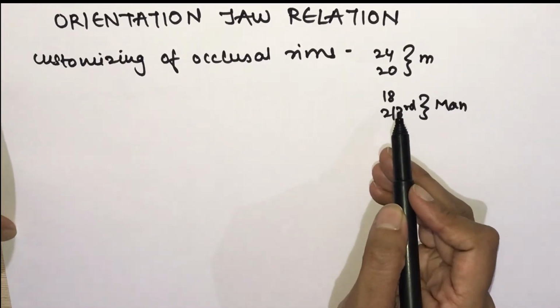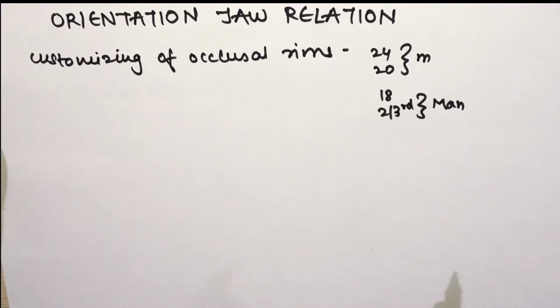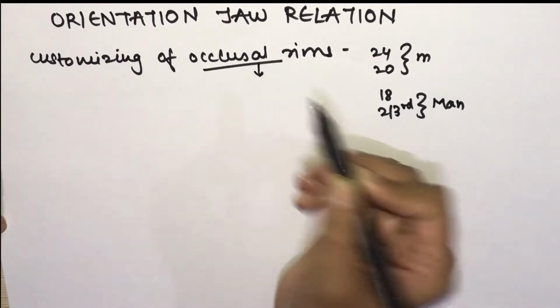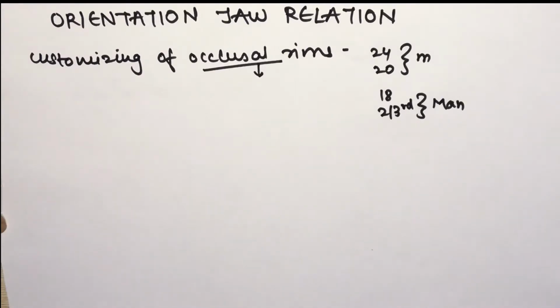After that, we require modification in the occlusal rim so that it suits the patient. This alteration should be done before recording the jaw relation, and even the orientation jaw relation is done after this orientation of the occlusal rims. So the occlusal rims are inserted into the patient's mouth, and various factors are seen.